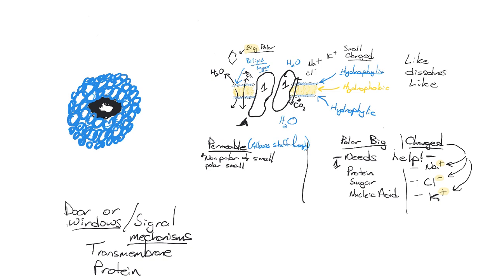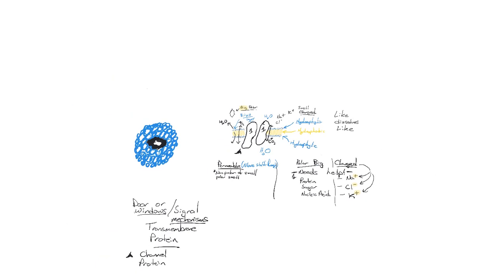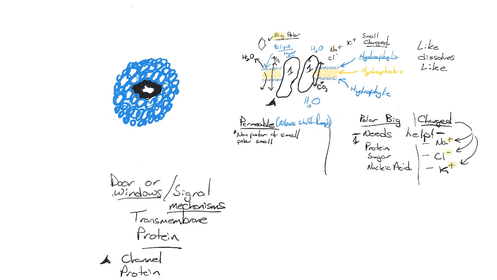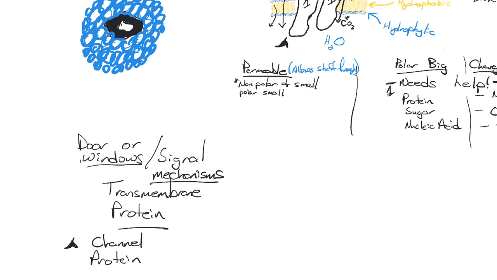How do you create a hole and still create the division? You have proteins, transmembrane. They're called transmembrane proteins because trans means to cross, right? Trans means to cross. So this means what? To cross the membrane. Proteins that cross the membrane.